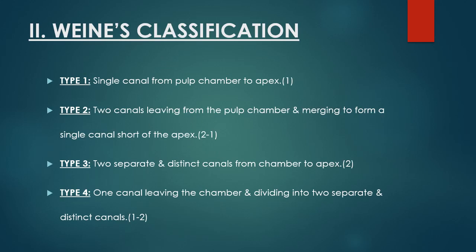Coming to the Wien's classification: Type 1 is a single canal from the pulp chamber to the apex. Type 2 is two canals from the floor of the pulp chamber that later join to form a single canal. Type 3 is two separate canals from the floor of the pulp chamber to the root apex. Type 4 is one canal from the pulp chamber that later divides into two.